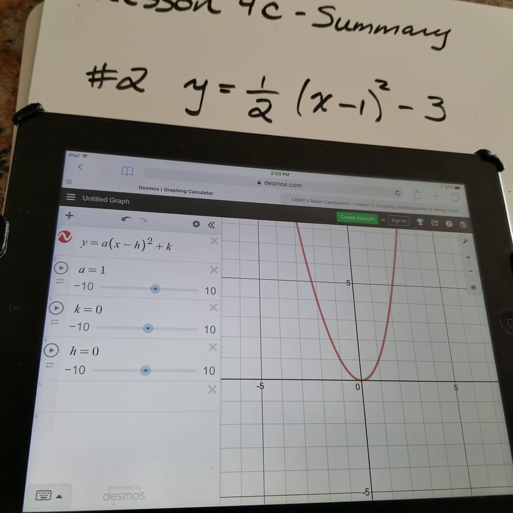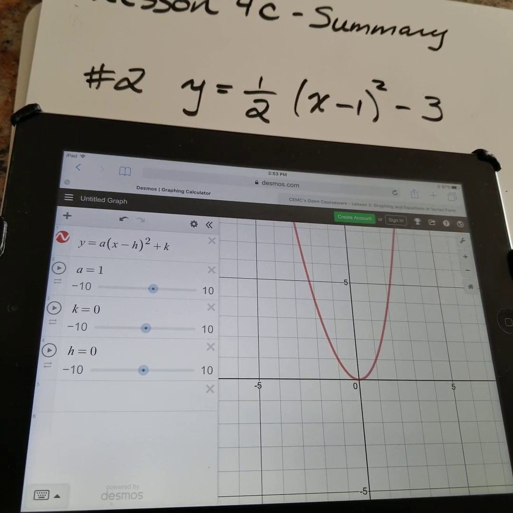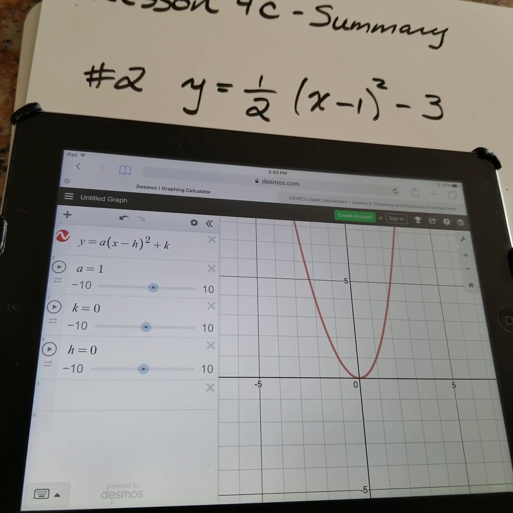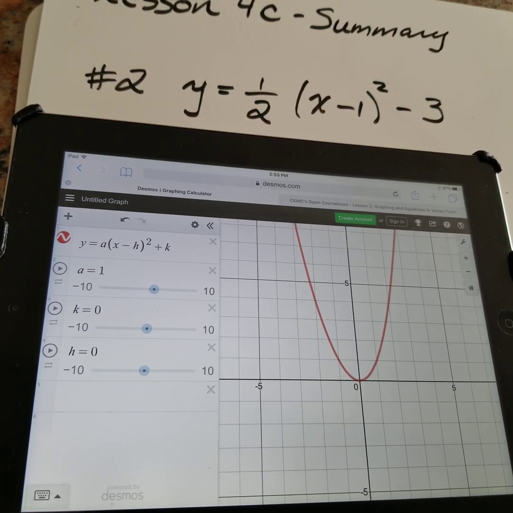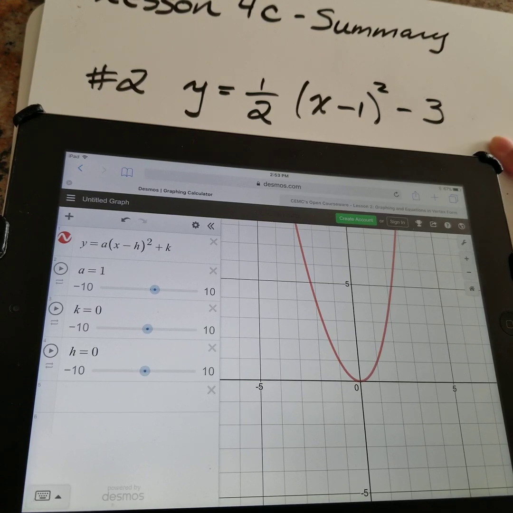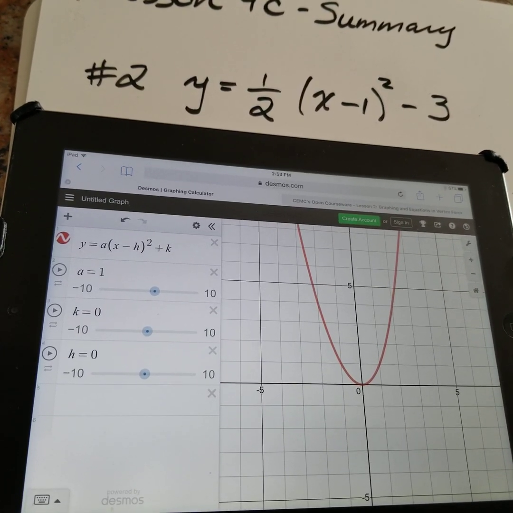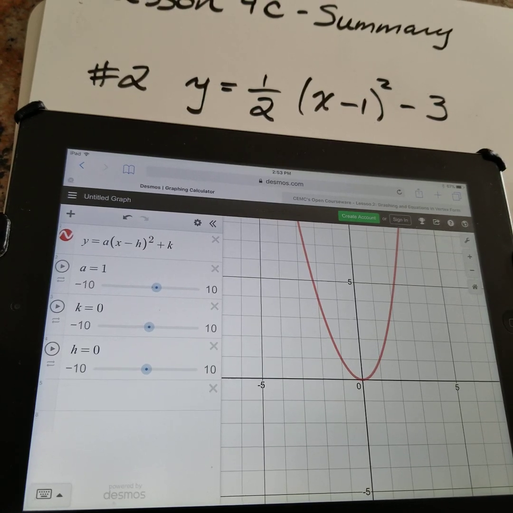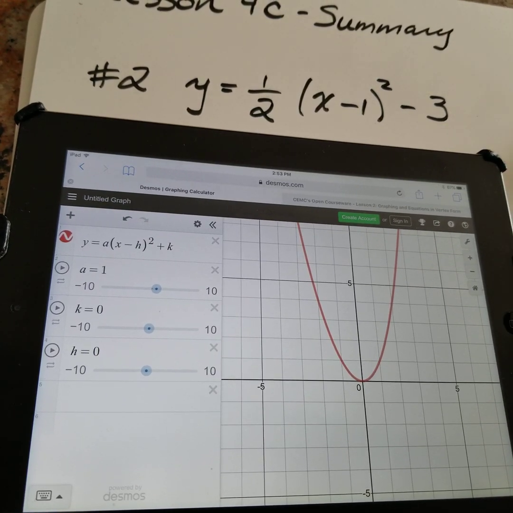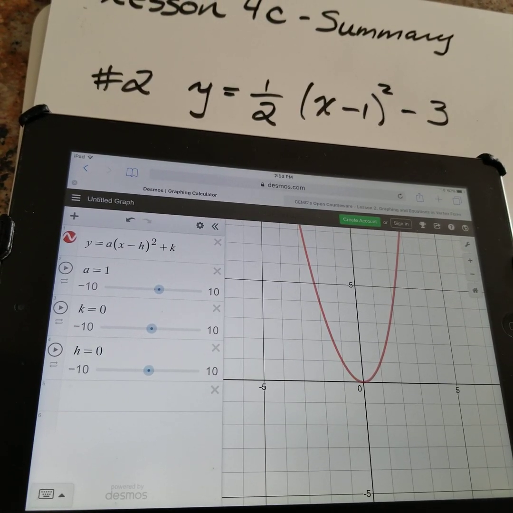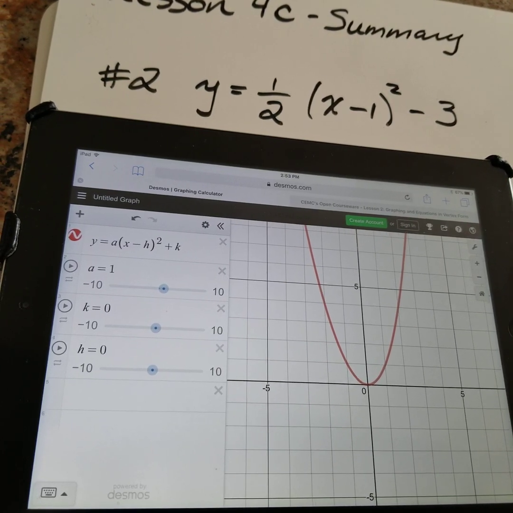Hi guys, I'm going to do the questions from the 4C summary to help you guys practice. I wanted to review the transformations of a parabola when we looked at them in vertex form. This is the first form that we looked at together as a group. So we'll do a quick review here and then we'll answer some questions.